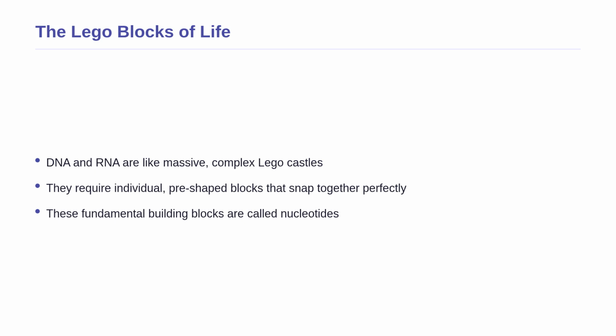To begin our journey, imagine you are trying to build a massive, complex Lego castle. You cannot just throw a pile of plastic into a mold. You need individual, pre-shaped Lego blocks that snap together perfectly. In the human body, our genetic code, which includes DNA and RNA, is exactly like that massive Lego castle. The individual blocks that snap together to build DNA and RNA are called nucleotides. Before we can understand the whole castle, we must zoom in and look closely at a single block to see how it is constructed.